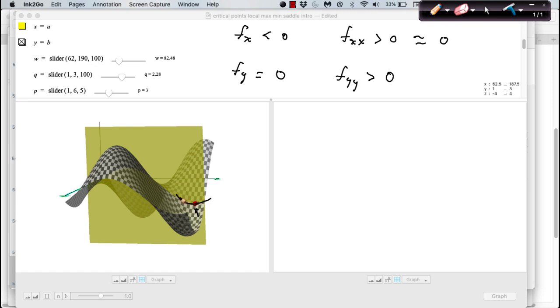So the second partial derivative doesn't hit 0 at the bottom. Z doesn't change at the bottom, but the rate of change is changing all through there. It's getting less negative and then getting more positive. So the second partial is greater than 0. Do you agree with that?